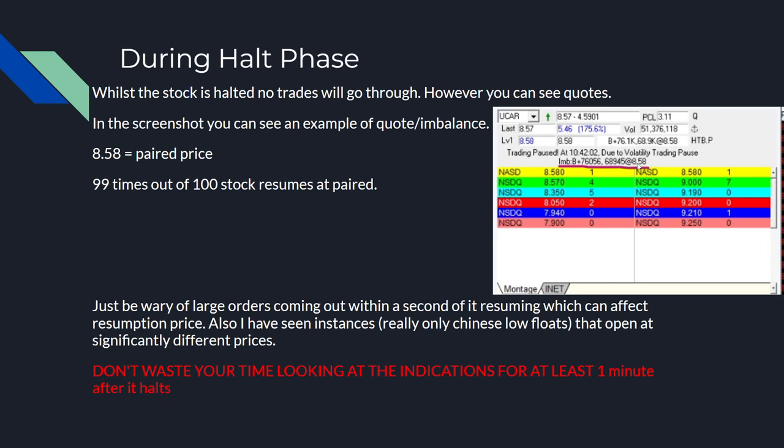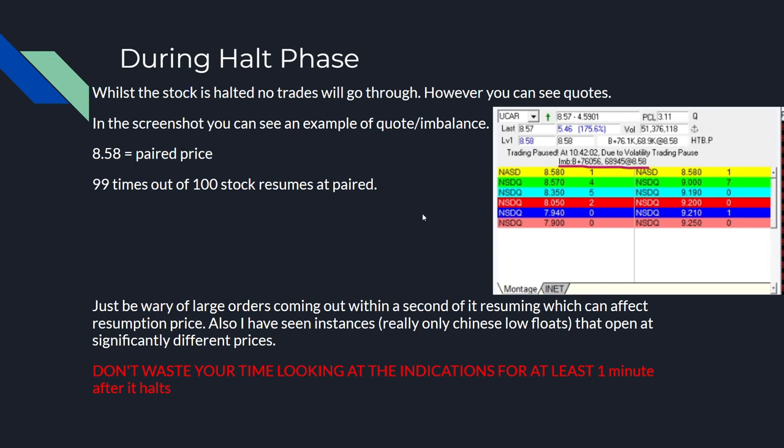Very thin stocks that have very little paired, you really only see this with some Chinese low floats, can open away from the paired. That probably is just because they put in a bunch of orders like a millisecond before it's supposed to resume, etc. But take it with a grain of salt. I'd say ignore that and just know that the paired price is where it's going to open.